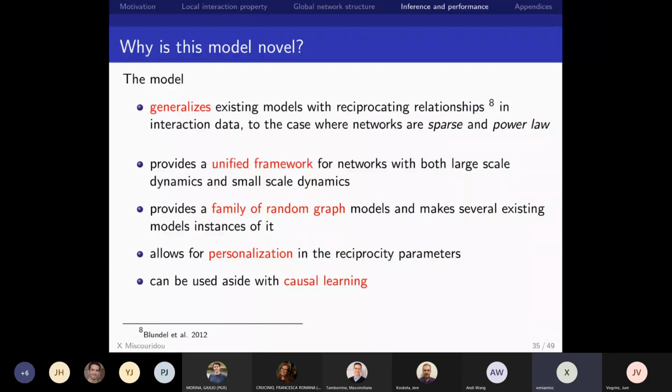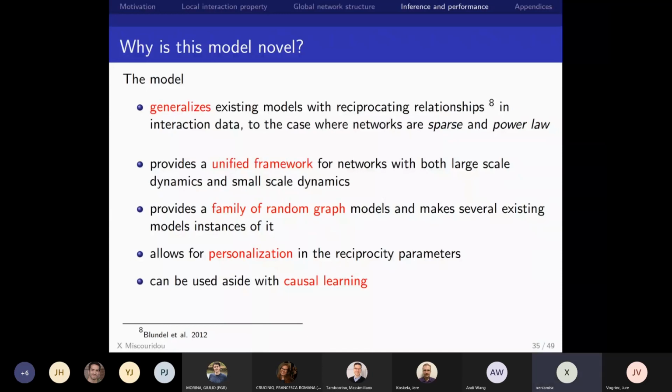At the same time, since this family of models deals with local dynamics, pairs, and also global, like a full graph, it's pretty useful in order to combine these two worlds, large scale, small scale, in a unified framework, and without having to have extra parameters.